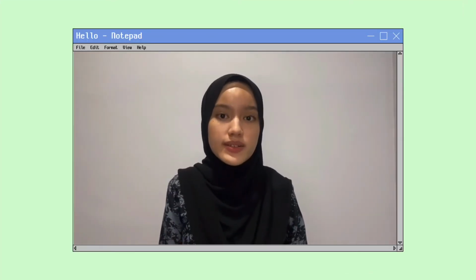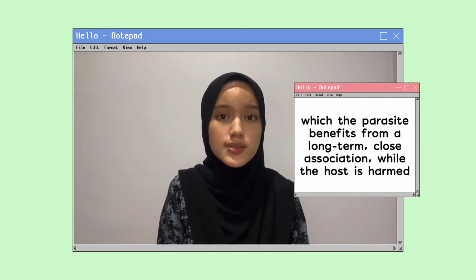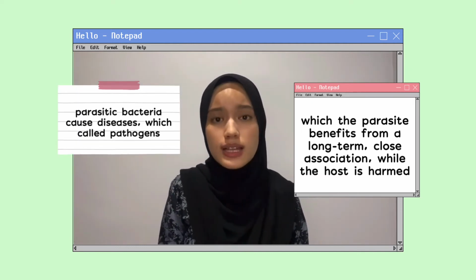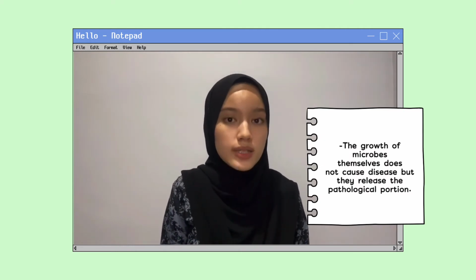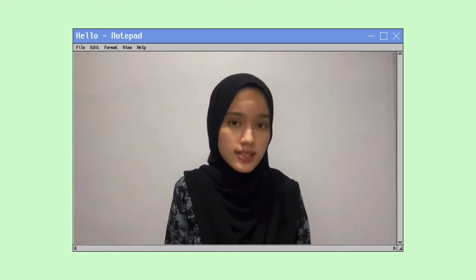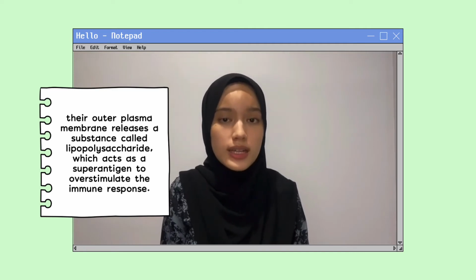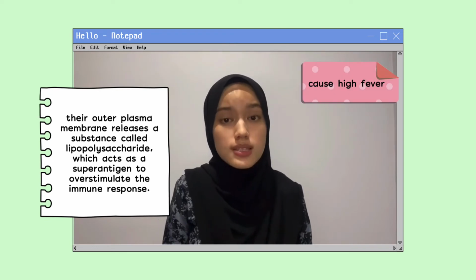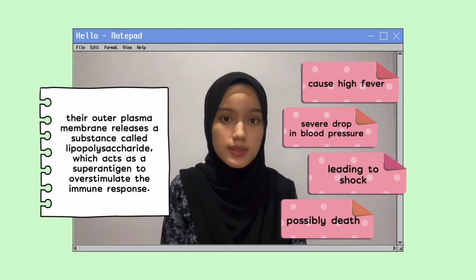Parasitism is a type of symbiotic relationship between organisms in which the parasite benefits from a long-term close association while the host is harmed. Parasitic bacteria cause disease and are called pathogens. The growth of microbes themselves does not cause disease, but they release the pathological portion. When gram-negative bacteria are killed by an antibiotic, their outer membrane releases a substance called lipopolysaccharide, which acts as a superantigen to overstimulate the immune response, which can cause a high fever and a severe drop in blood pressure, leading to shock and possibly death.